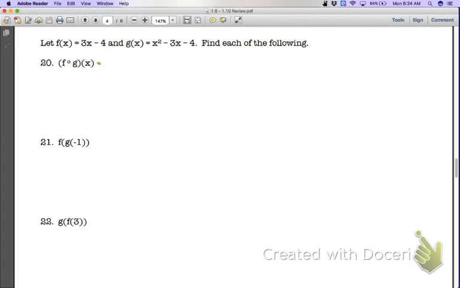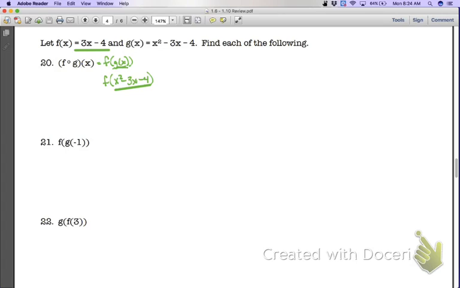So on 20, basically, I'm going to rewrite this. I think that it seems like most students do a better job if they see it like this. So then they know what's going to go inside. So then I can rewrite this as f of x squared minus 3x minus 4. So that means wherever I have an x in my f of x function, I'm going to replace it with the x squared minus 3x minus 4.